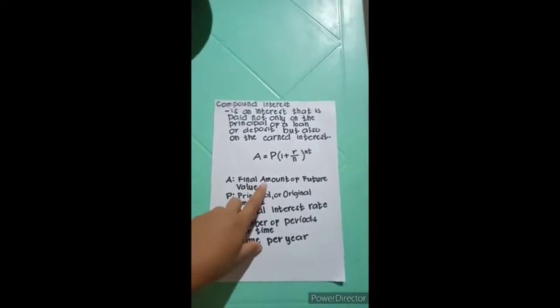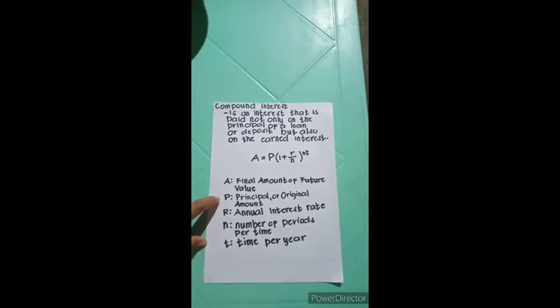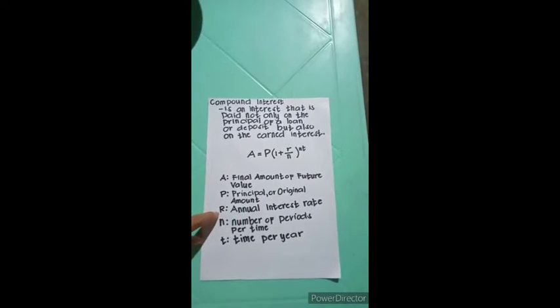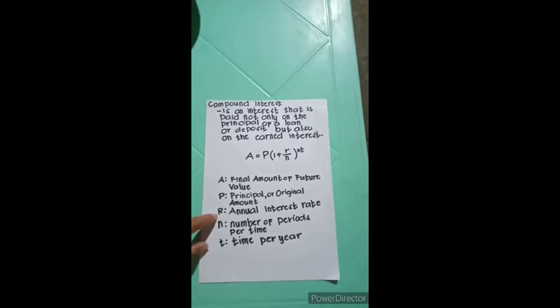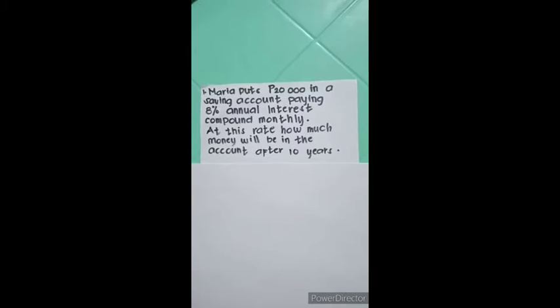A is the final amount or future value. P is the principal or original amount. R is the annual interest rate. N is the number of periods per year. T is the time in years.